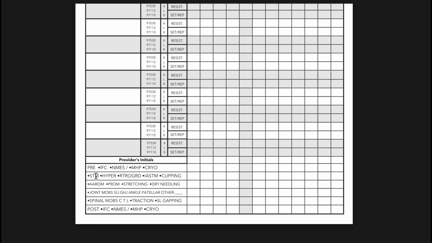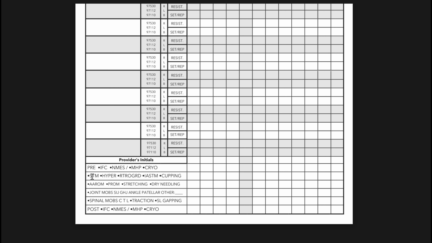Down here at the bottom, these portions are mostly used by the providers. These are all the hands-on therapy treatments that we can do, and it's the provider's responsibility to notate what they did that day. If they worked on that patient that day, they'll write their initials here, and then they will place check marks down here with little initials for which of these that they did.